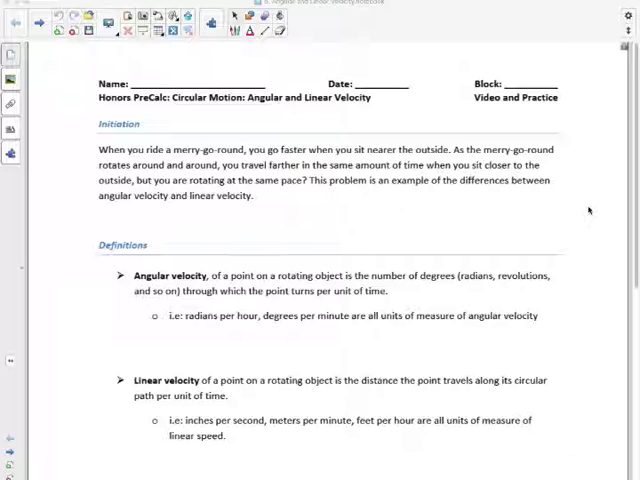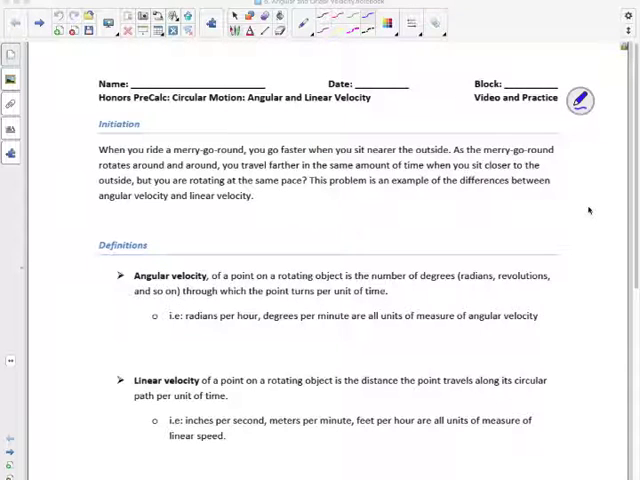At the same time, you're still rotating at the same speed no matter where you are, sitting either at the edge or closer. So this rotational speed we define as angular velocity. The angular velocity of a point on a rotating object is basically measured in terms of some sort of angle measurement, like radians or degrees, over time.